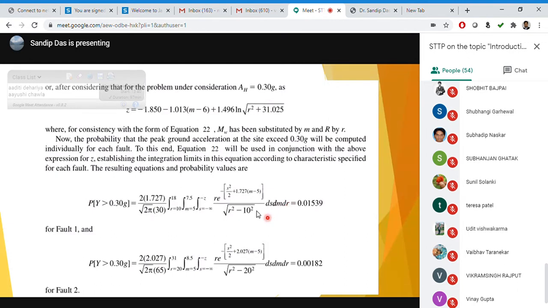But whenever you are integrating with respect to one particular parameter, you are treating the rest of them as constant for the time being. So then you do m, so m will get marginalized, and then finally you do r. After that, none of them will remain a function of m, r, or z, because all are different integrals. So finally you get some number.